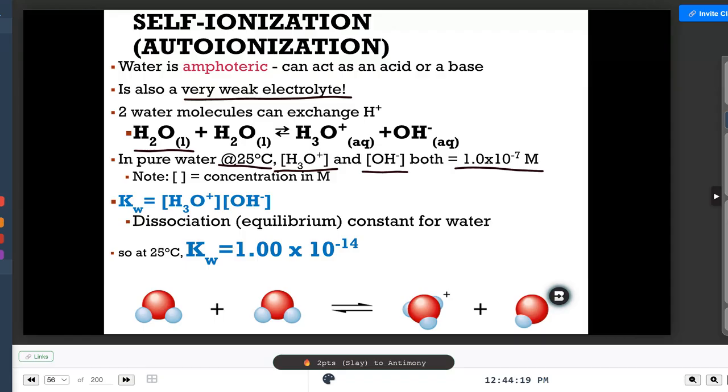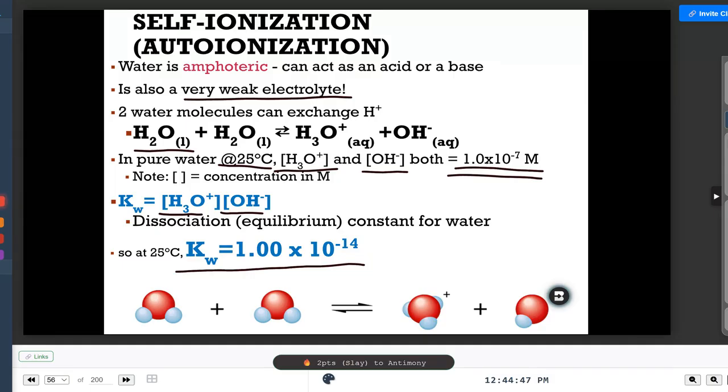And we can see that it's going to be the hydronium ion concentration times the hydroxide ion concentration. And if they're both 1.0 times 10 to the negative 7th molar, that means that we have our value at 25 degrees Celsius of 1.00 times 10 to the negative 14th. Remember, there are no units on K. And so we get this value here being our K value for water, just pure water.